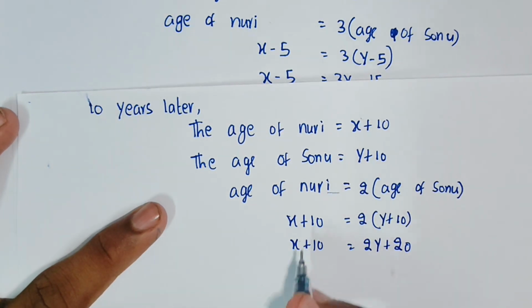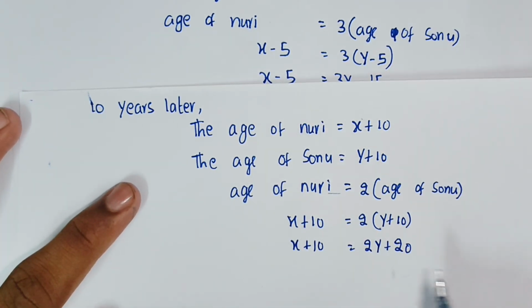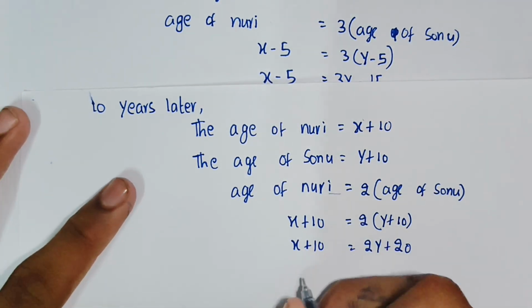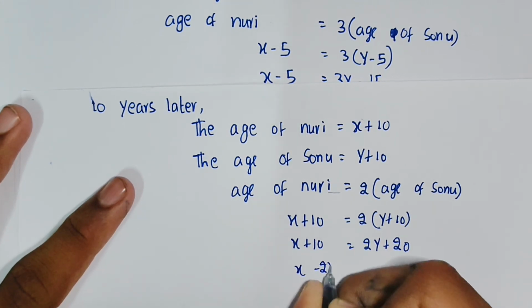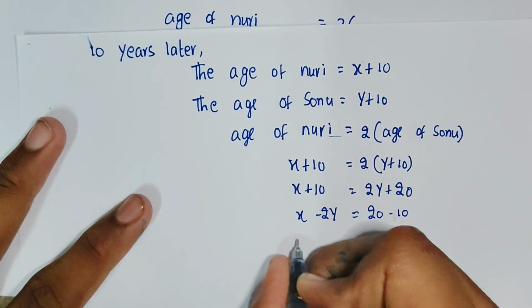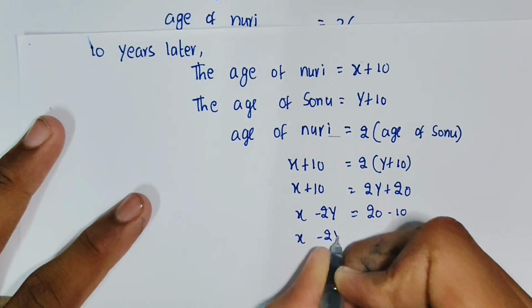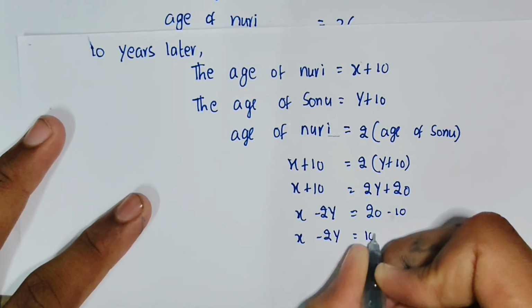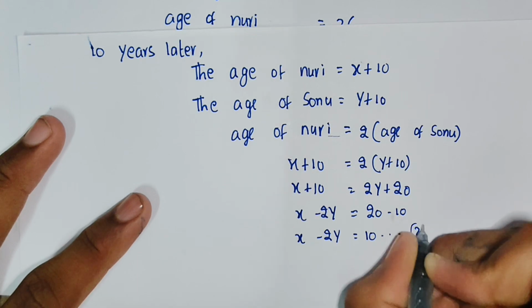I am going to transpose the plus 10 to the right side and my plus 2y to the left side. Then it becomes x minus 2y equals 20 minus 10. Then it becomes x minus 2y equals 10. I am taking it as equation 2.